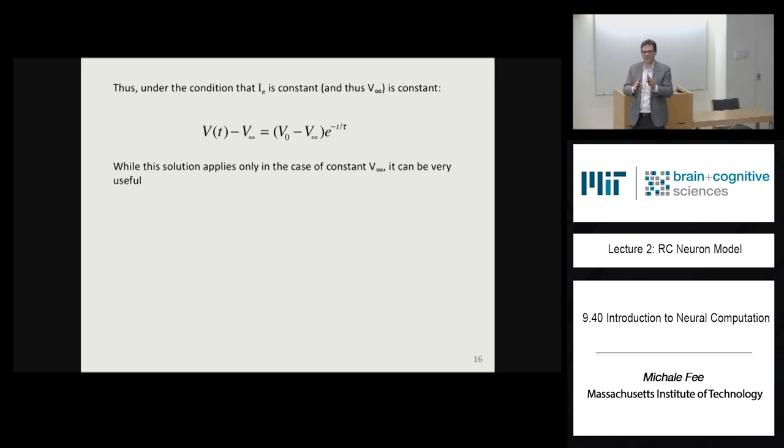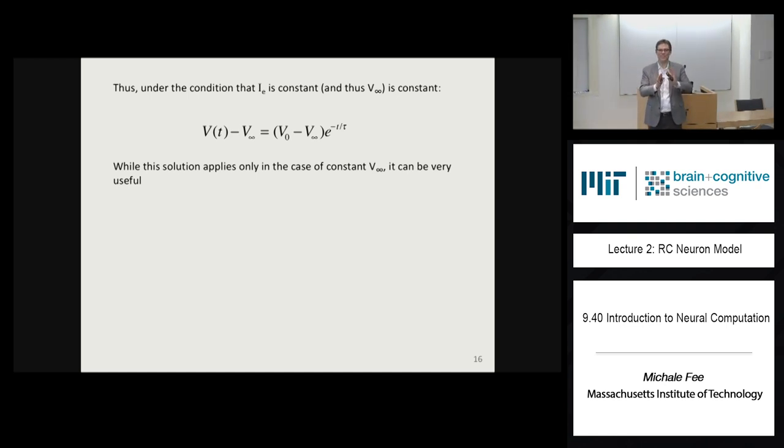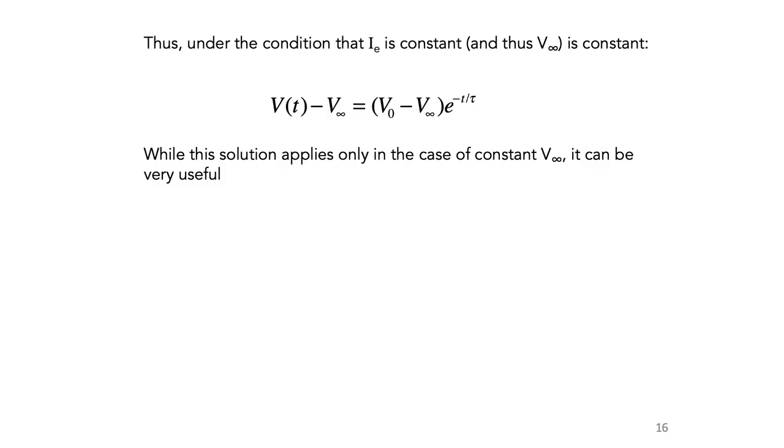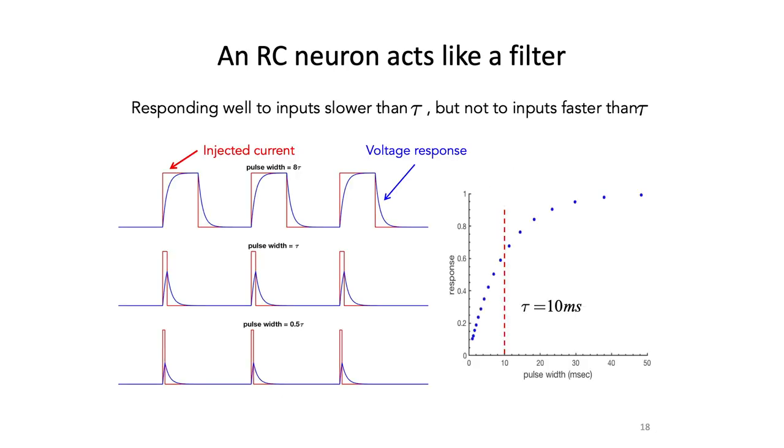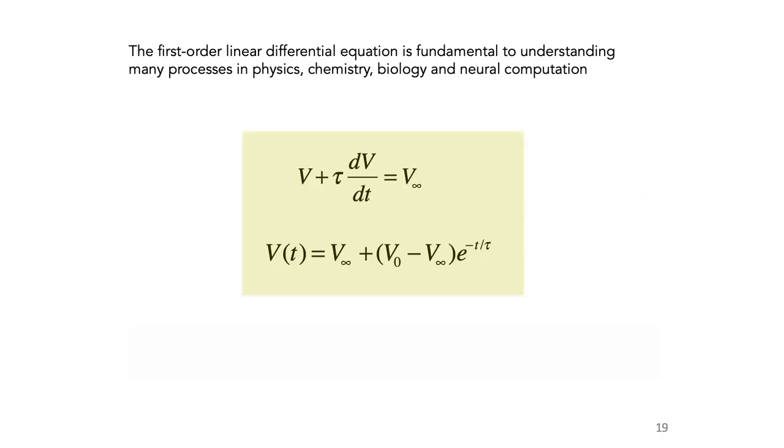But for the most part, at this point, let's just think of them as low pass filters. We're going to start adding fancy stuff to our neuron. It's going to make it more complicated, so don't get too hung up on this. All right, let me just make this point.